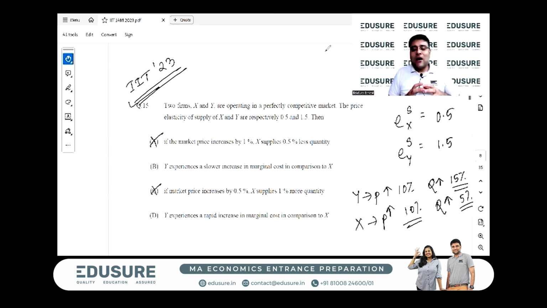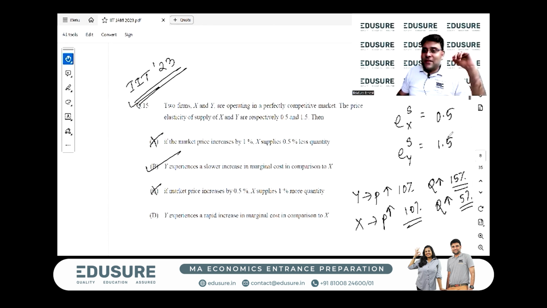right? If my marginal cost is increasing slowly, I can increase my quantity at a rapid pace. But if my marginal cost is increasing at a rapid pace, I will not be willing to increase my quantity by a lot. So that is what is happening. For X, the marginal cost is increasing at a rapid pace as compared to Y. For Y, the marginal cost is increasing at a slower pace. That is why it is being able to expand more than firm X. Answer is B. Supply curve of Y is flatter.